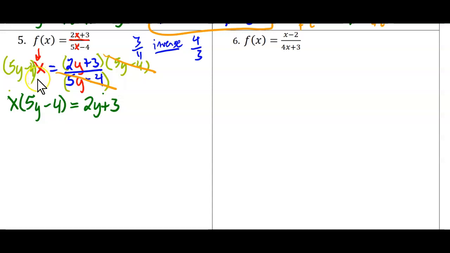And the other thing I did is just switch this order, because I can do that with multiply. Okay, like 5 times x is the same as x times 5. So I switched the order just because it's a little easier. Okay, I'm still having a little bit of an issue here because I now have parentheses. So the next thing I need to do is essentially distribute that x. So 5xy minus 4x equals 2y plus 3. All right.